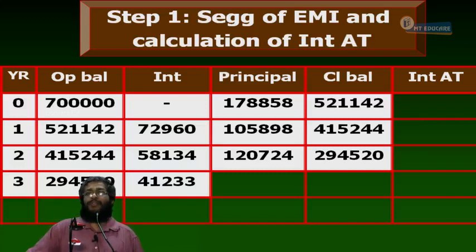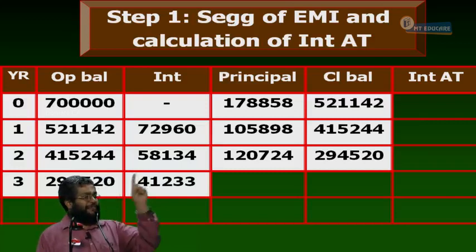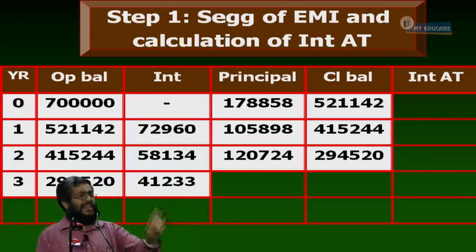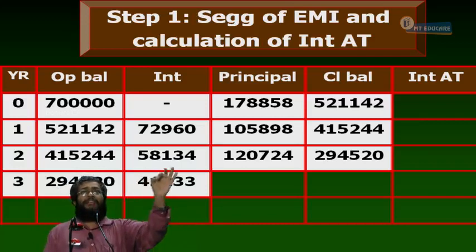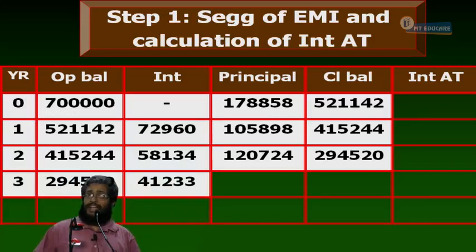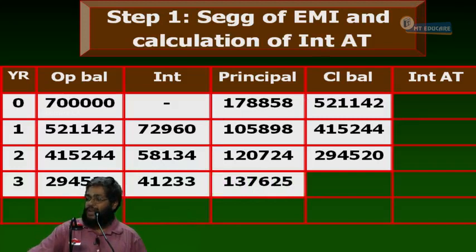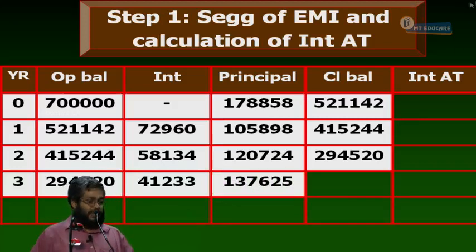41,233. I am giving the first check, second check, third check, or fourth check? Fourth check. I am giving the fourth check for how much rupees? 178,858. You know how much is taken for interest? 41,233. What is adjusted for principal? 137,625.